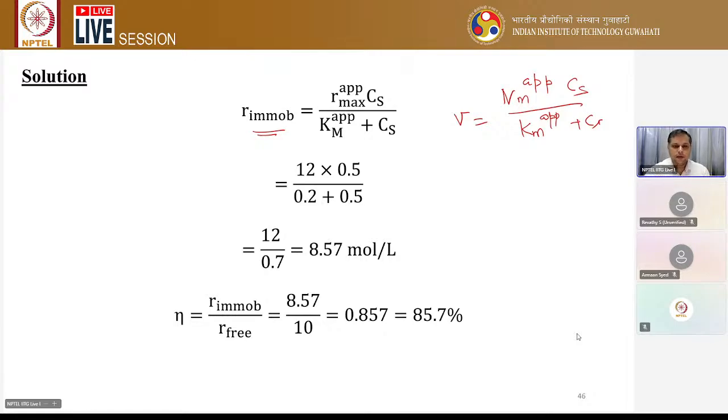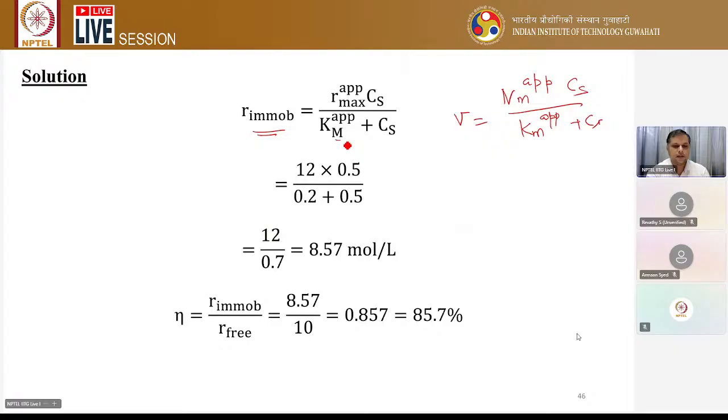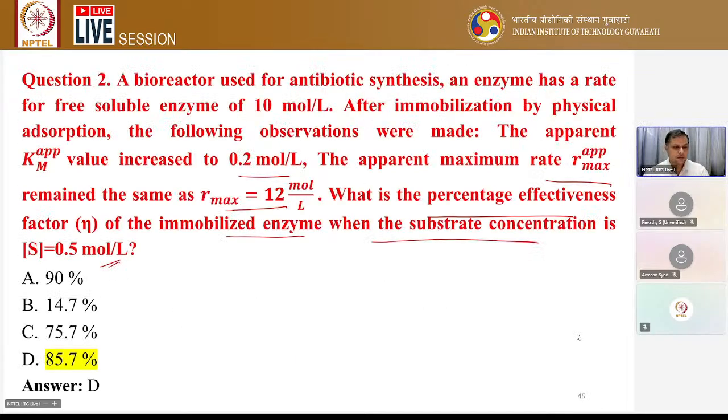So Vmax apparent is given as 12, Km apparent is 0.2, and the substrate concentration is 0.5. So you'll get this. In the case of immobilized enzyme, the rate is 8.57 mole per liter. And in the case of free enzyme, the value is already given, 10 mole per liter.